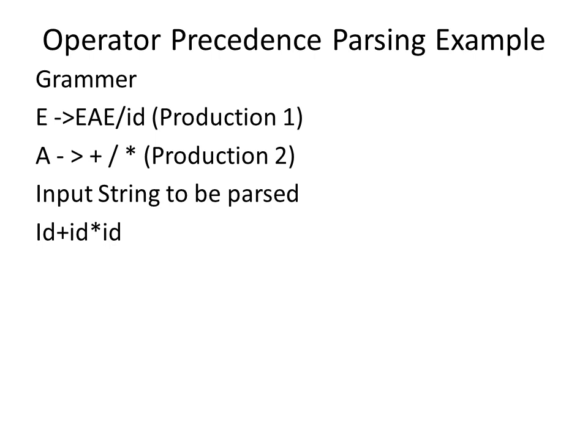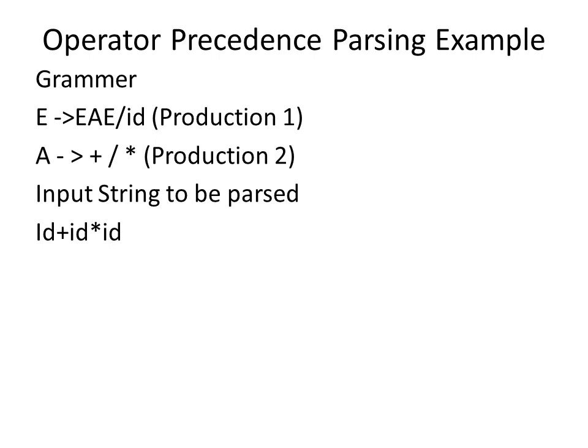Operator precedence parsing example. Now we are going to take one example for operator precedence parsing and how to parse it. We have taken one grammar: E implies EAE / ID. This is called production 1. A implies plus / star. This is called production 2. The input string to be parsed is ID plus ID star ID.